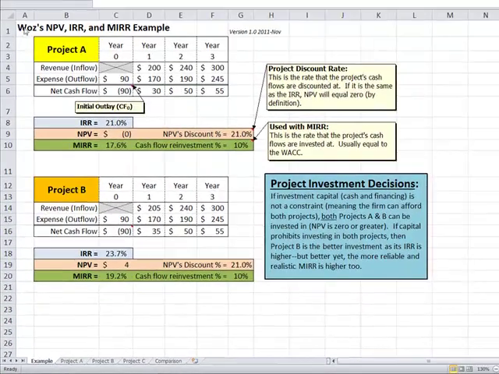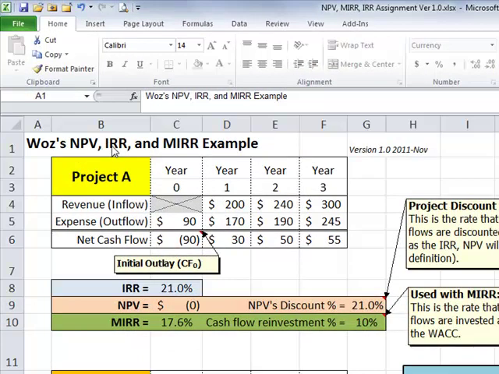If we look at the project here, we see NPV, IRR, and MIRR. MIRR stands for Modified Internal Rate of Return, which in this course we don't spend much time on. But since it is here, I just want you to know the very basic difference between IRR and MIRR.